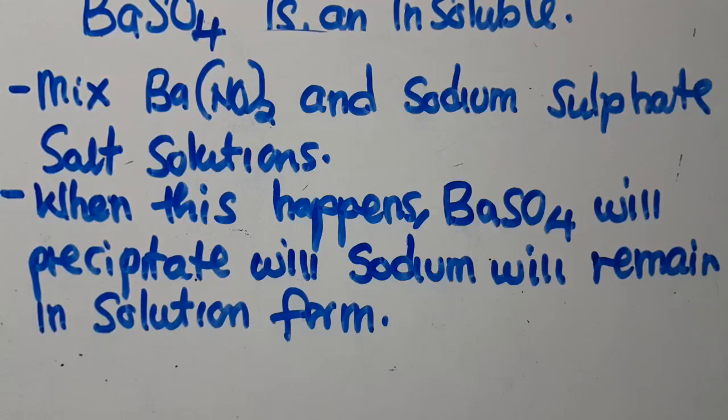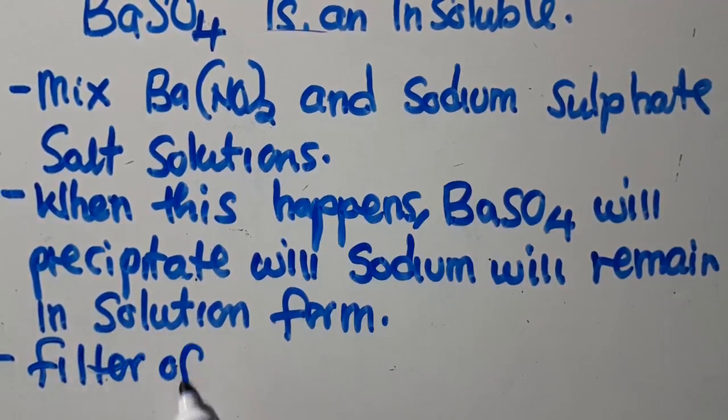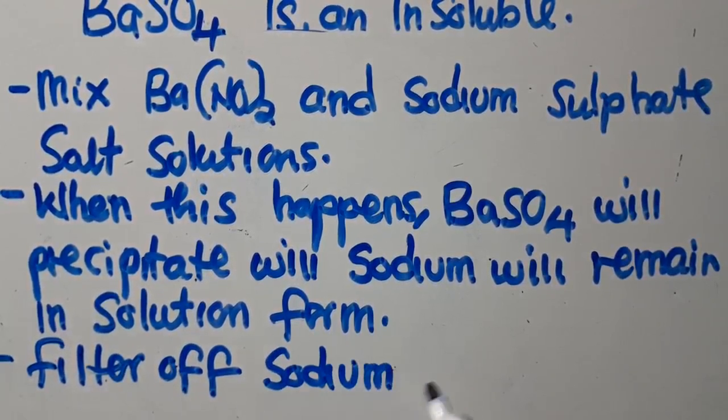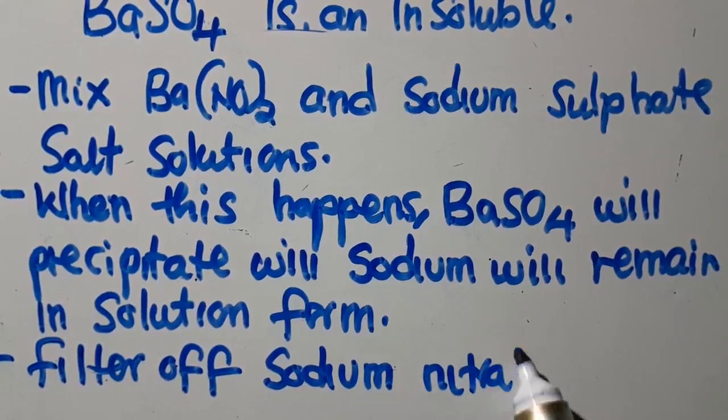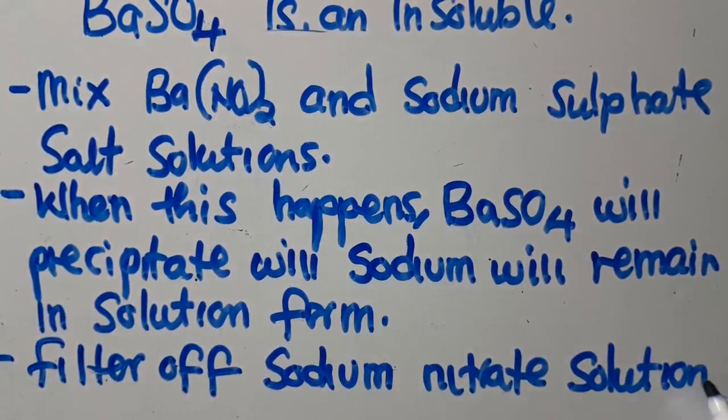After you do this, then filter off sodium nitrate salt solution. You filter off sodium nitrate solution so that the insoluble salt, which is the barium sulfate, will remain on the filter paper.